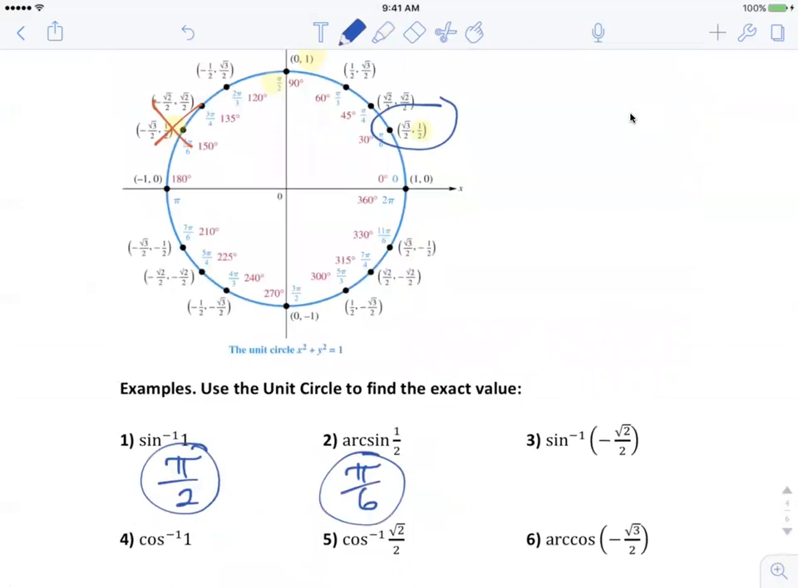How about sine inverse of negative root 2 over 2? All right, where is negative root 2 over 2? Remember, you're restricted to quadrants 1 and 4 for sine. So I have to go down to quadrant 4 because it's negative, and the y coordinate, negative root 2 over 2, is right there. So there's my answer, kind of.